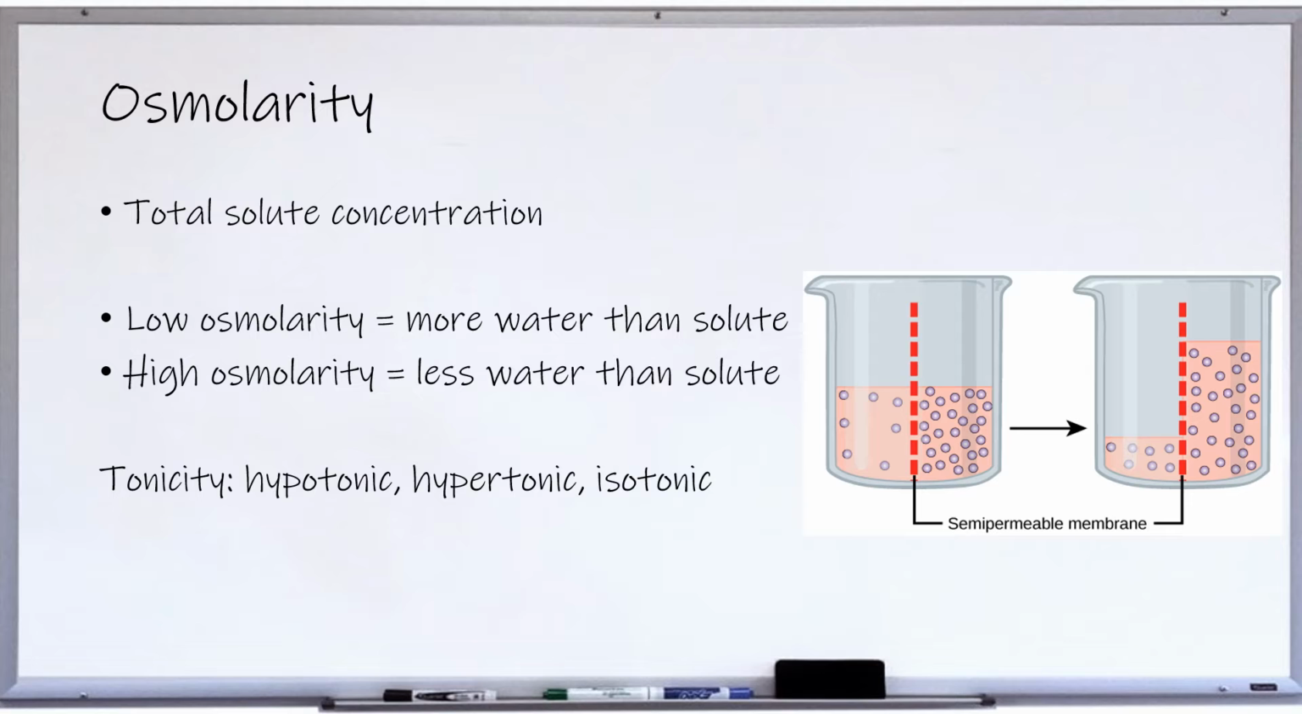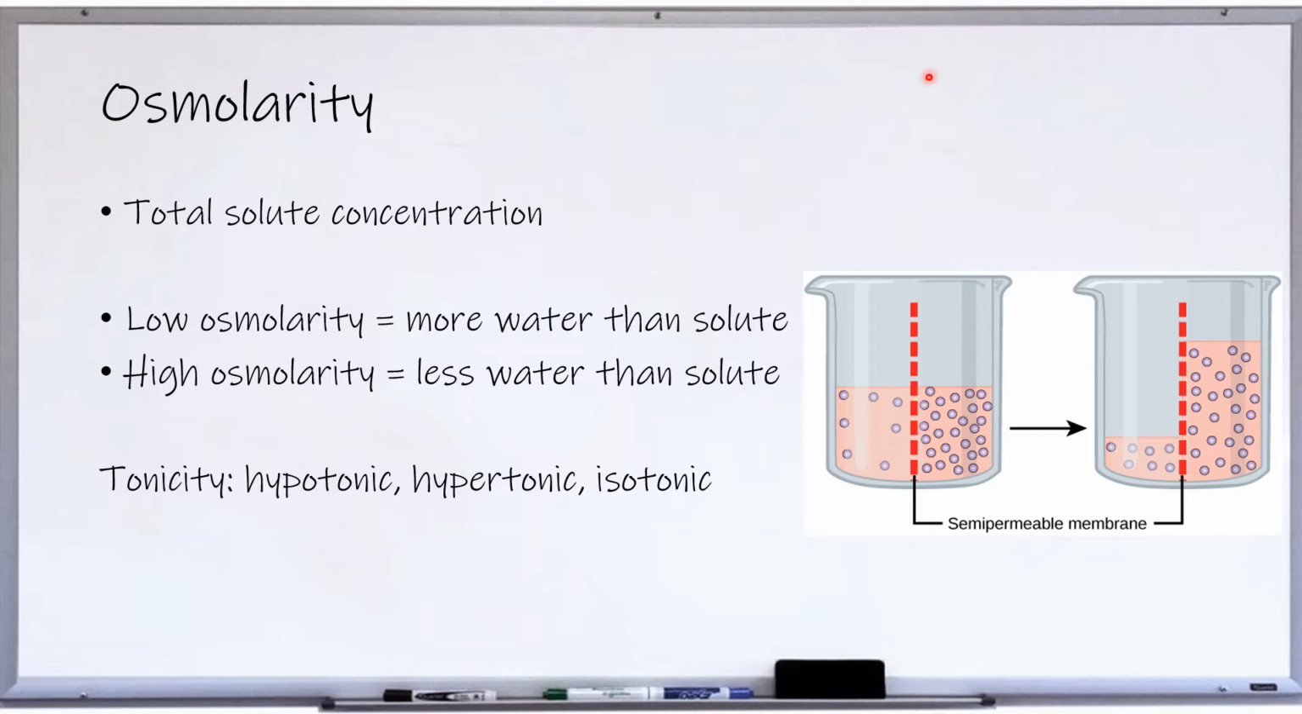A solution's tonicity often directly correlates with the solution's osmolarity. Osmolarity is the solution's total solute concentration. So the total concentration of solute in a solution is called its osmolarity. A solution with low osmolarity has a greater number of water molecules relative to the number of solute particles. We see that here on this side in this figure from the last mini lecture. So here there's more water than there is solute. So this solution on this side of the membrane has low osmolarity.